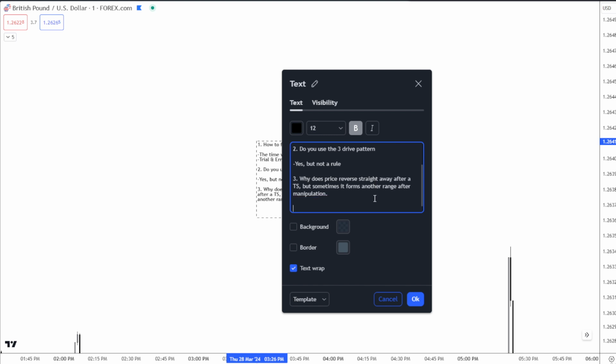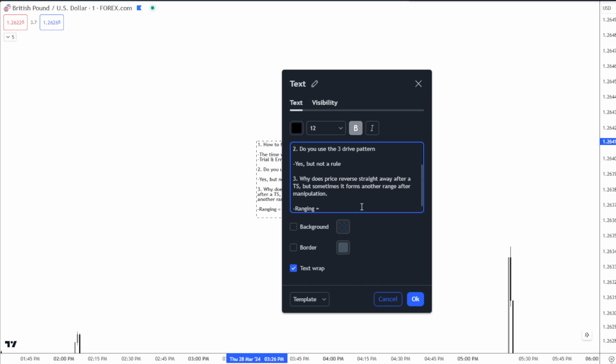Right, this often happens in ranging markets, right? If we're ranging and just chopping around, we'll likely form another range at the range low to induce more, or engineer more, liquidity, right?